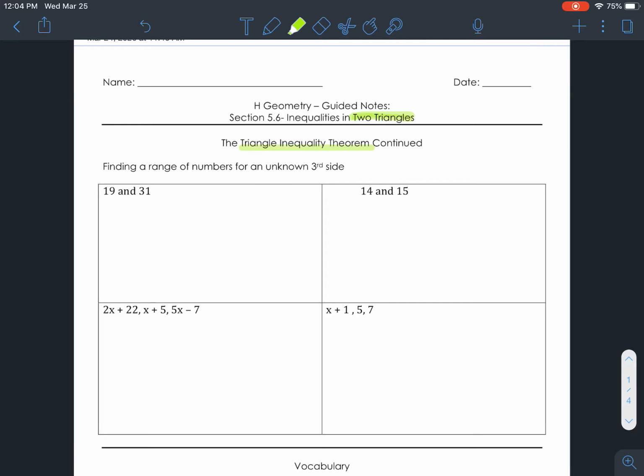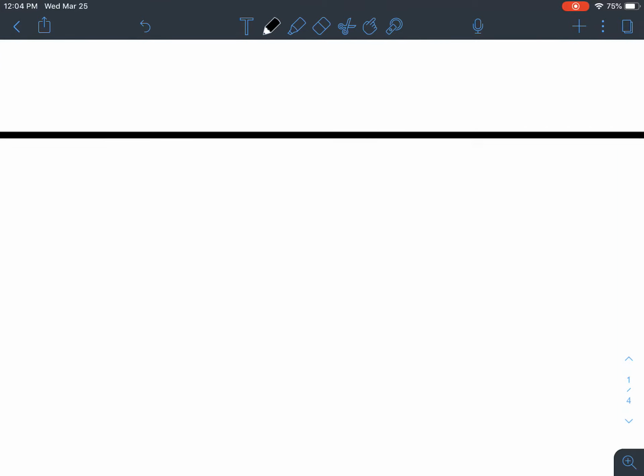And if we just do a quick recap, what that was saying was that any two of the sides of a triangle, if you add them together, it has to be greater than the third side for a triangle to exist, all right? So, quick side conversation.